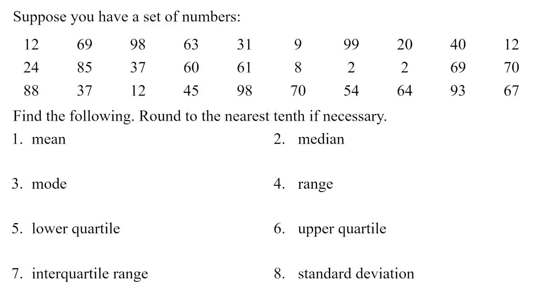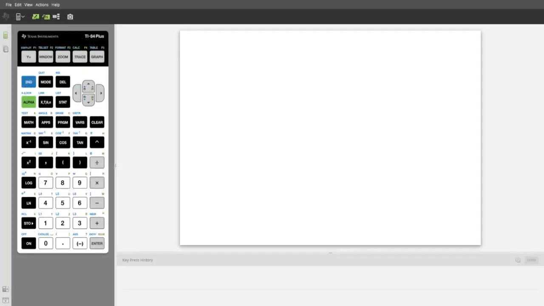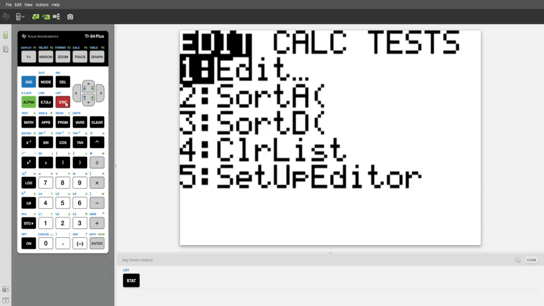So, we're going to go to the TI-84 calculator, and I'm going to show you how to enter those numbers into your TI-84. The first thing you do is you go to Stat. Find the button that says Stat. You're going to push the Stat button, and this is what's going to appear in your calculator. The cursor should already be on Edit, and the cursor should also be on number 1. So what you're going to do, you're going to push Enter.